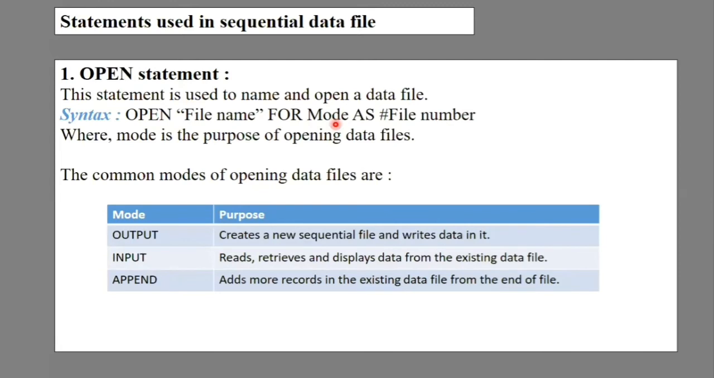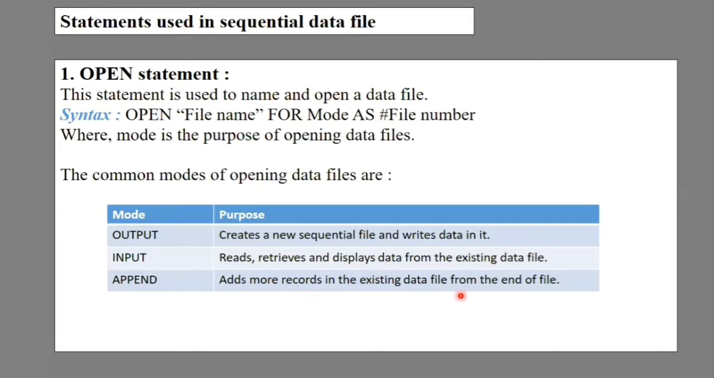Now the third mode is append. The purpose of append mode is to add more records to the existing data file from the end of the file, adding some information or data. So I opened a file named Jessica for mode append, with file number, say, 12.